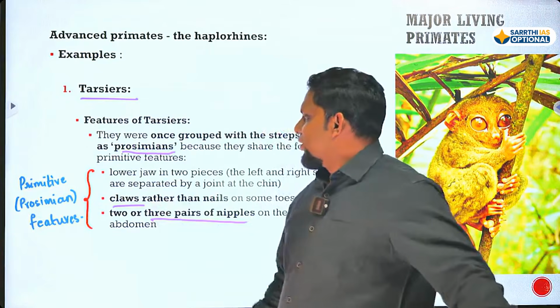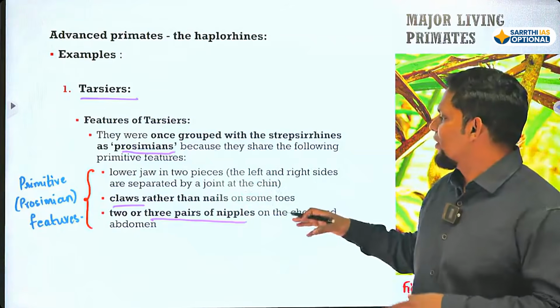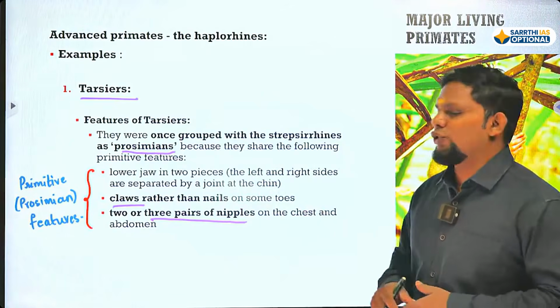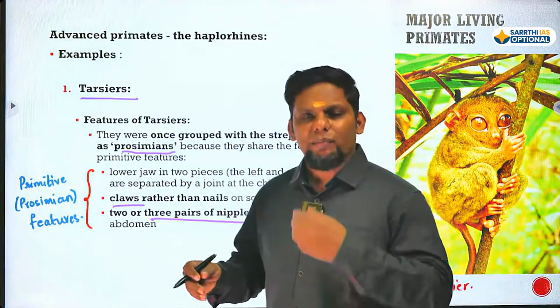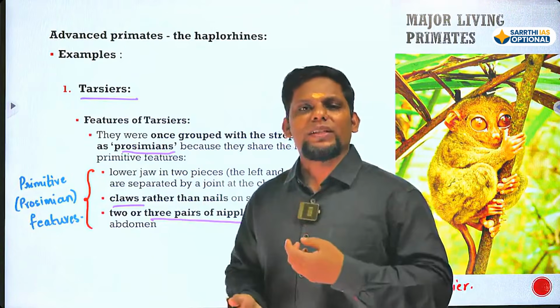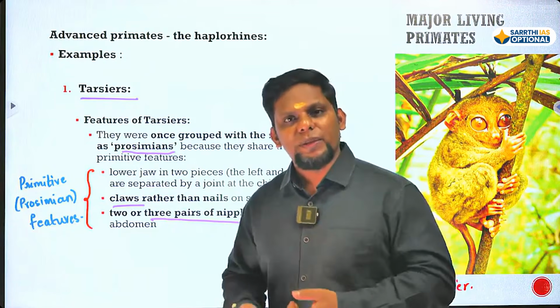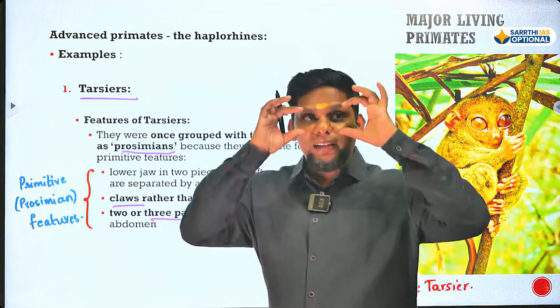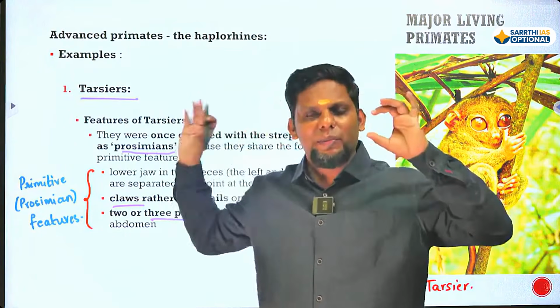If you look at the features, you will see some features. The lower jaw is basically in two pieces. The left and the right sides are separated by a joint at the chin. This is called the mandible. You'll get used to these kinds of things. It is unfused. They still have some claws. They have multiple nipples. They have a full eye socket closure, unlike the previous group where I said it is not complete. So some advanced features.